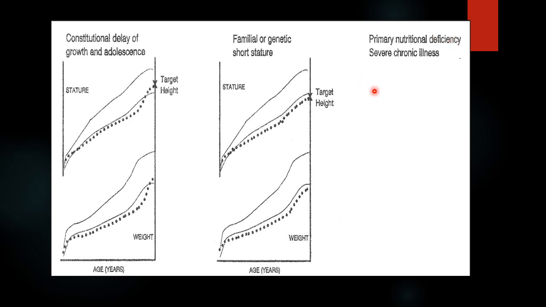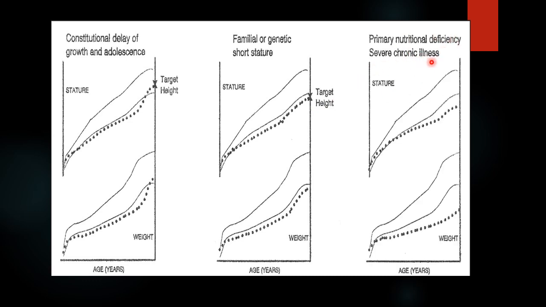With the primary nutritional deficiency or chronic diseases, the faltering would start at the time of the onset of this insult, may it be chronic disease or the nutritional deficiency, and would keep on falling below the lowest centile and would remain like that. But the important thing over here to notice is that the weight would also be very, very low compared to the weight faltering in other categories.